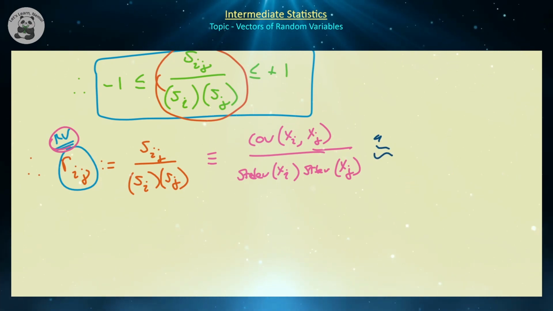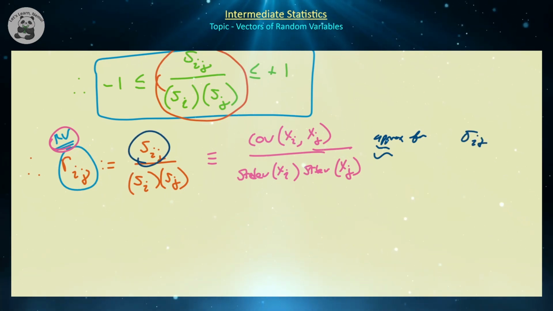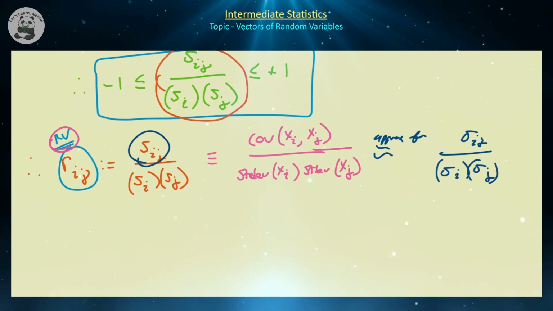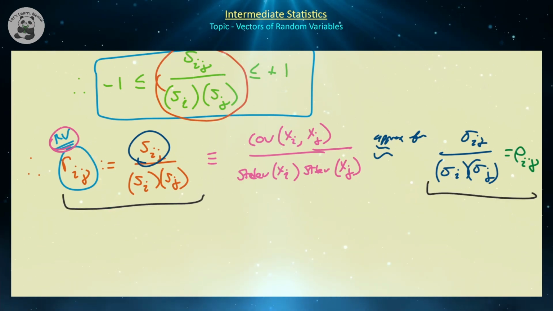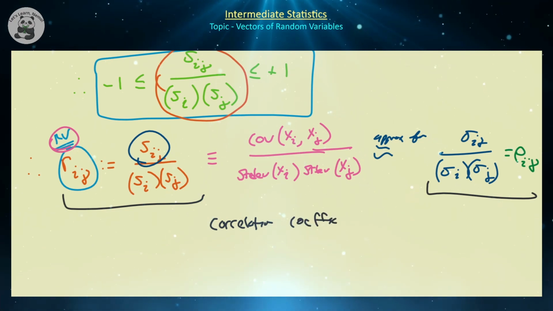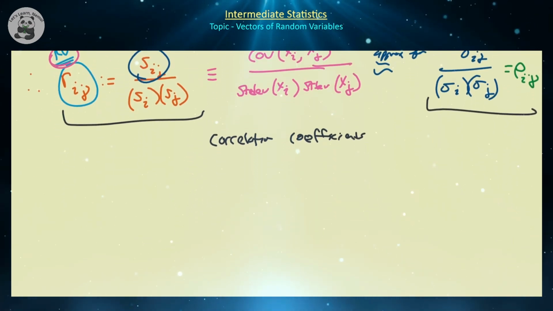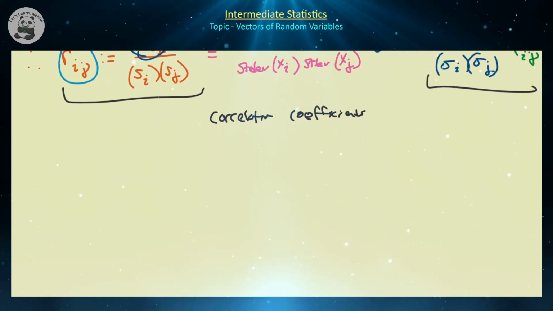So this is an approximation for the parameter sigma ij, because that's what Sij is approximating, and that's obviously going to be approximating sigma i and sigma j in the bottom. And some people will denote this as rho ij, or the population correlation coefficient. So these are known as correlation coefficients. And obviously, when we square them, that's usually what we call the coefficient of determination. And we've spent plenty of time with R squared values with regression.